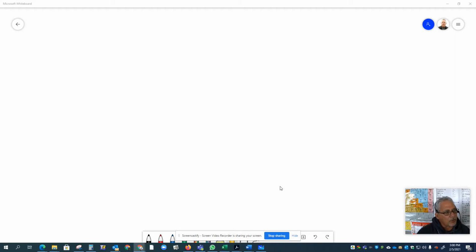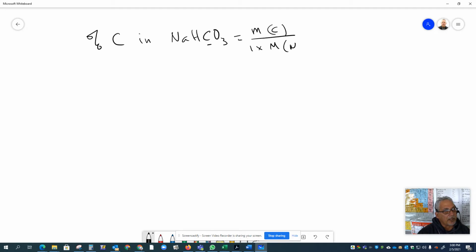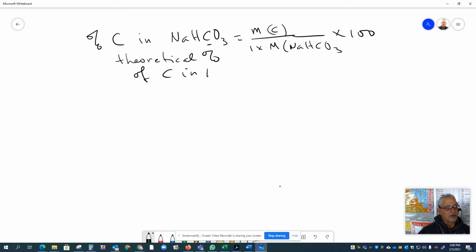Hello, this is one way you can calculate the percent by mass of carbon in sodium bicarbonate, the theoretical percent. What you need to do is the following. You have only one atom of carbon, so that will be the mass of carbon over 1 times the molar mass of sodium bicarbonate. And that will be multiplied by 100. That will be the way you calculate the theoretical percent of carbon in sodium bicarbonate.